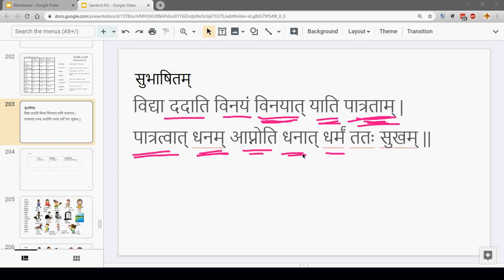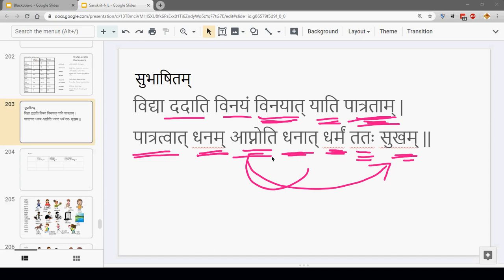Dhanat dharmam. Dhanat means from that wealth. Dharmam means virtue, something goodness in the mind. Dhanat dharmam apnoti, we will have to take the verb from here only. It's a common verb. From the wealth, one would get the virtue. Tataha sukham, again apnoti you have to keep here also. Tataha means from that, because of that. Sukham means happiness, one gets.